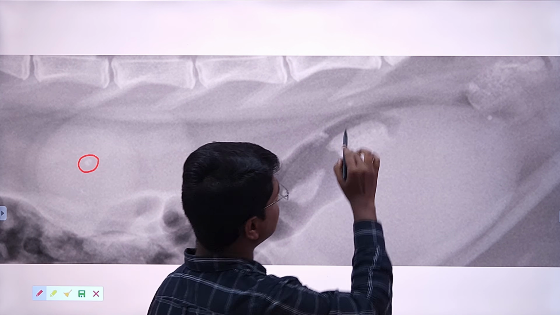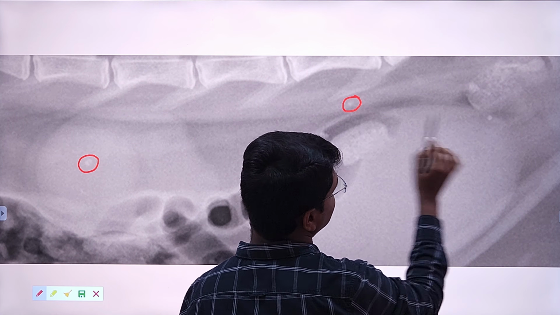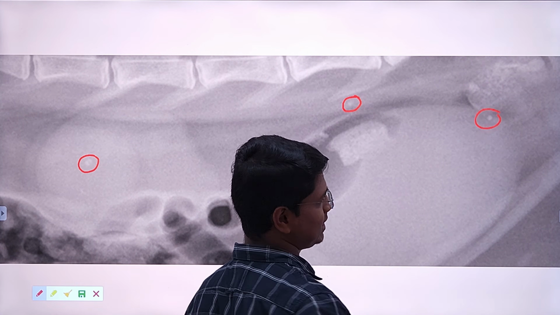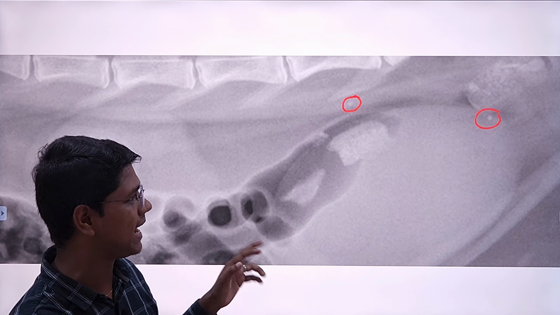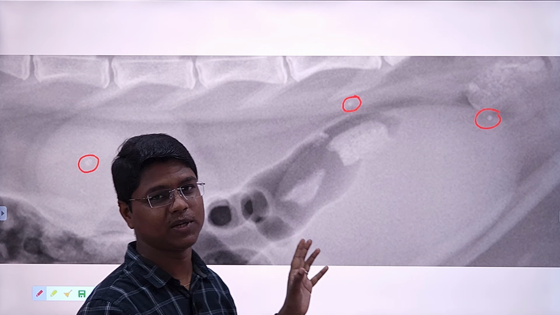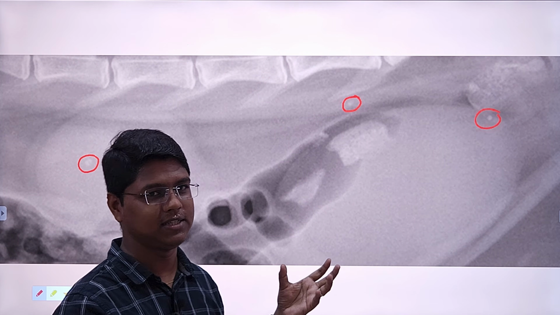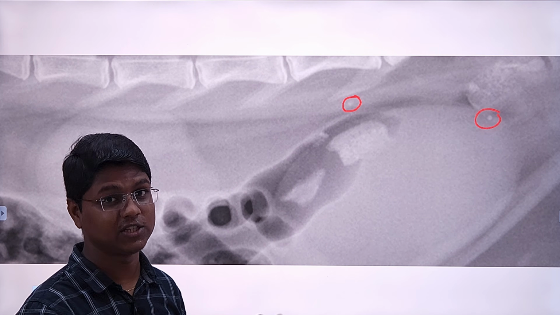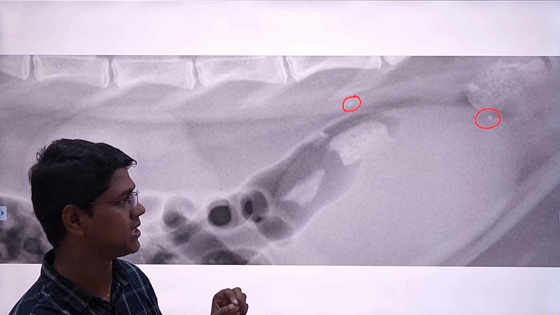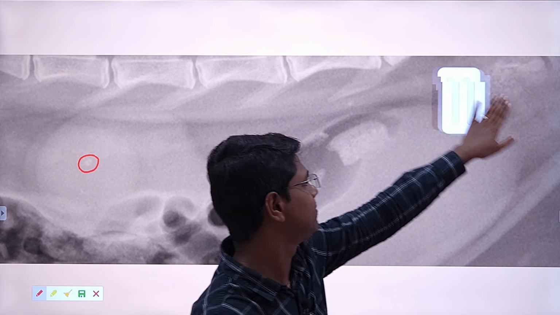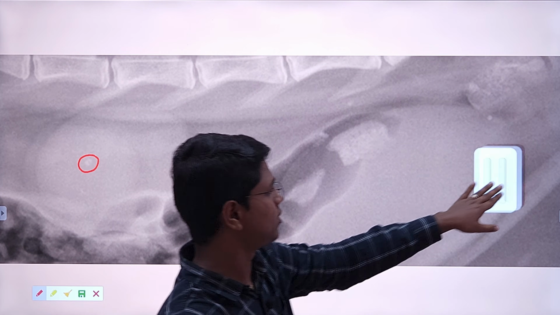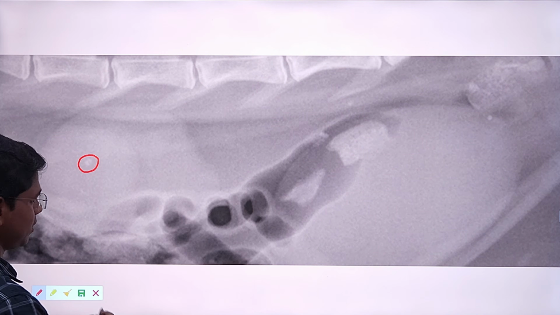Another thing, notice these two structures. Here one and here another one. These are ureter stones. In case of a cat, due to good retroperitoneal fat, you may find the ureter stones also in a survey radiograph. Otherwise, you have to go for excretory urography. So these are ureter stones. We'll discuss the ureter also.